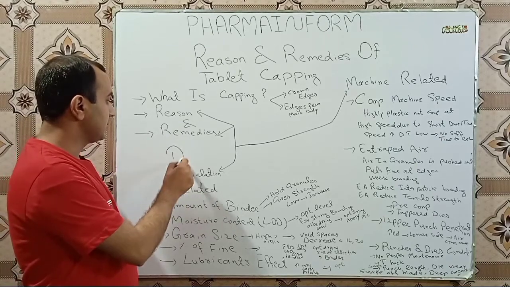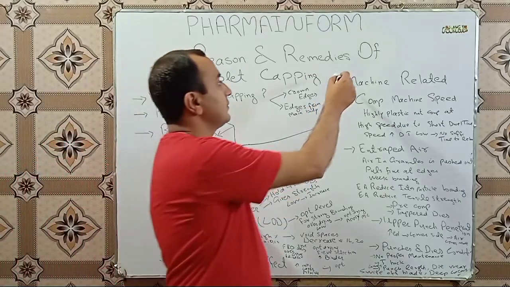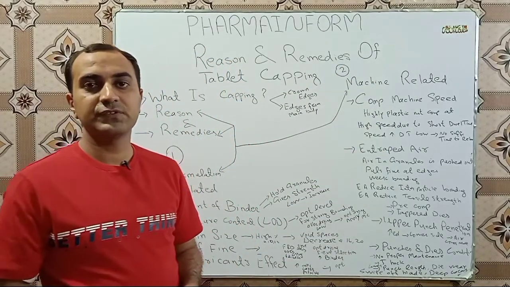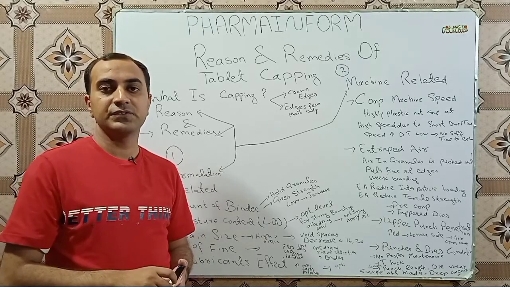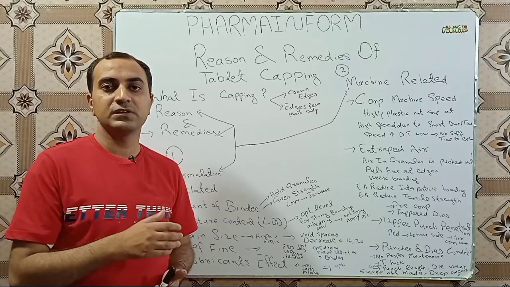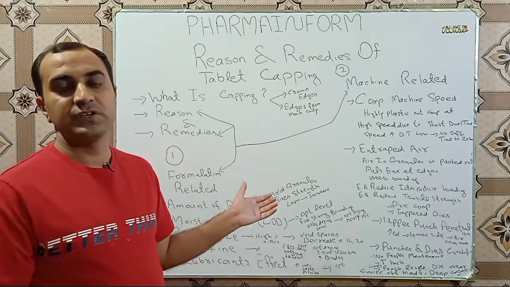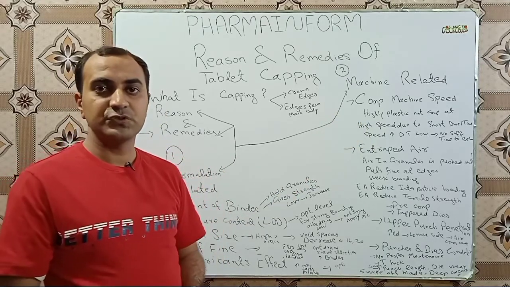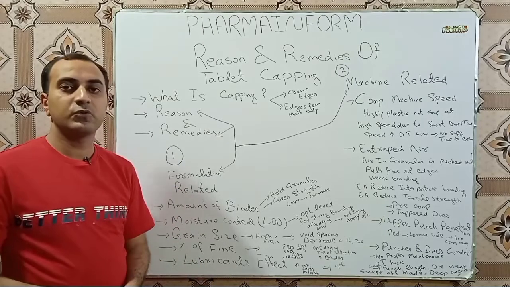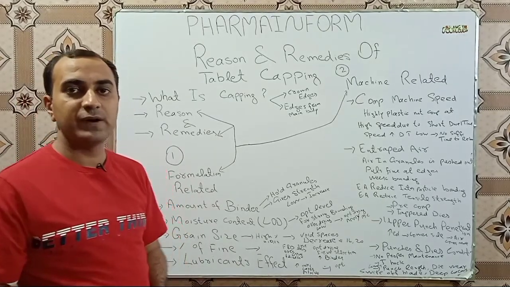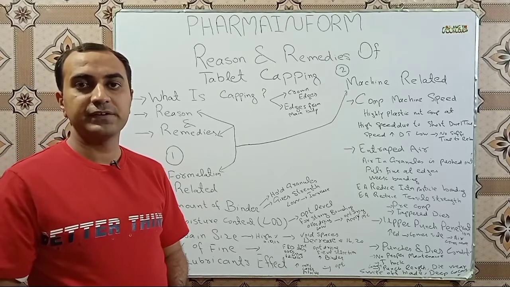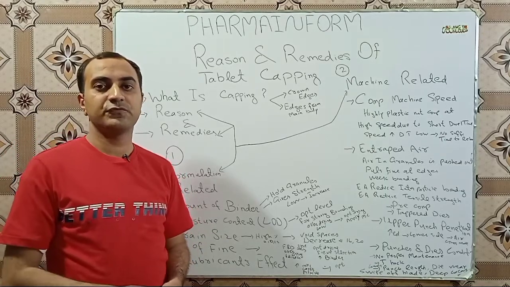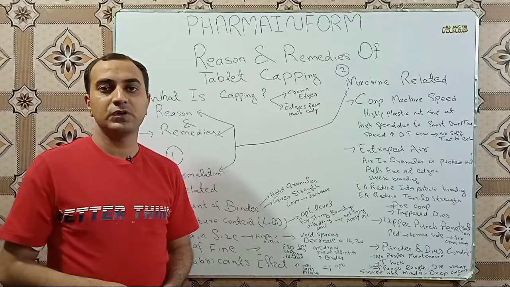One will be formulation related and other will be machine related. In this video we will discuss technically the reasons and will also discuss their solutions on the basis of formulation and machine. In formulation related problems and solutions, we will discuss amount of binder or effect of amount of binder, effect of moisture content or LOD, grain size, percentage of fine, and effect of lubricants.